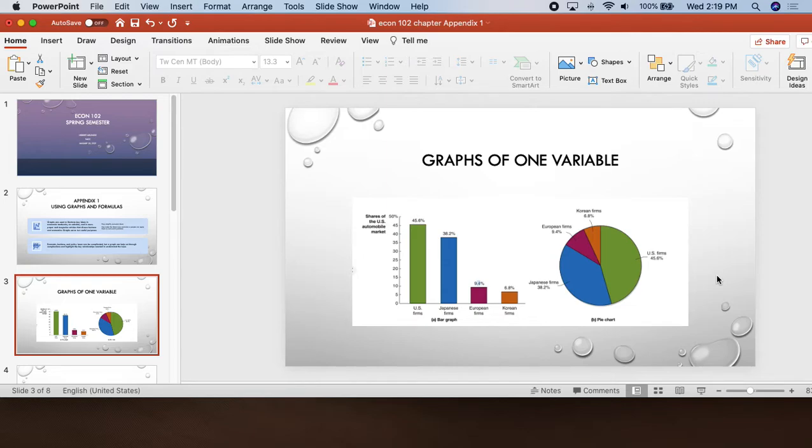Just by looking at this, you can see that no one firm controls the market, like has most of the market, right? The closest one is the United States firms at 45.6, and then we can see the difference between the U.S. firms and the Korean firms is very big. So just by looking at that, we can see that without actually having to look at the numbers. So that is the reason why we use graphs.